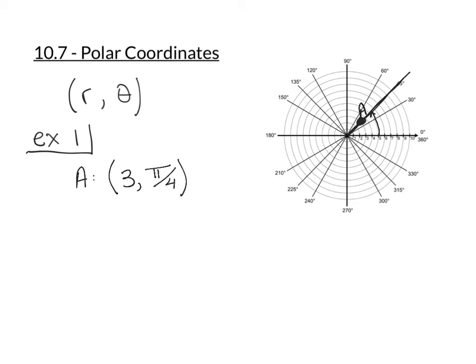That's my point A. If I wanted to throw a, maybe 4, negative 2 pi over 3, well, then I would rotate clockwise now to negative 2 pi over 3, which is here. And then on that angle, I would go out to a circle of radius 4 and plot that point, and that would be point B.